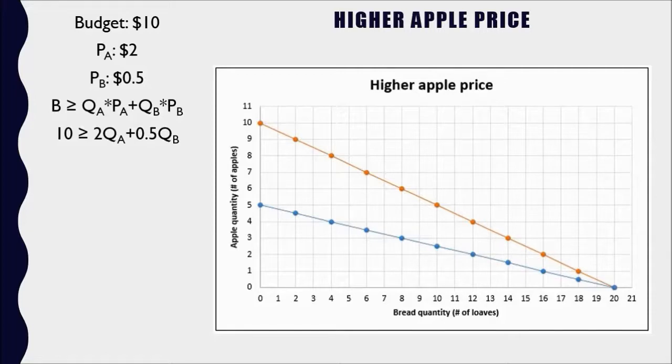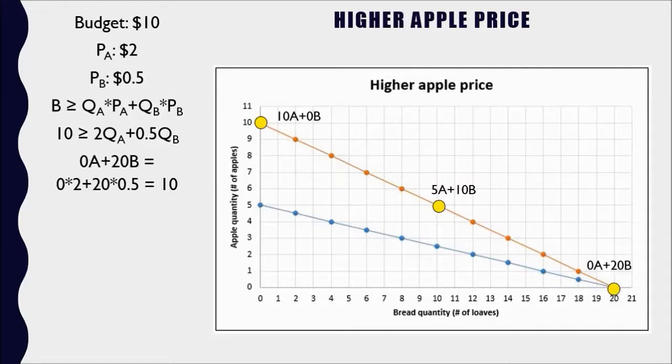This means that most of the previous purchase options are not available for our consumer anymore, except for one: 0 units of apple and 20 units of bread. This is because both the price of bread and the budget are unchanged. Therefore, the consumer can still afford the same quantity of bread on the same budget if they don't purchase any apples. This also explains why the slope of the budget line has changed compared to the original example.